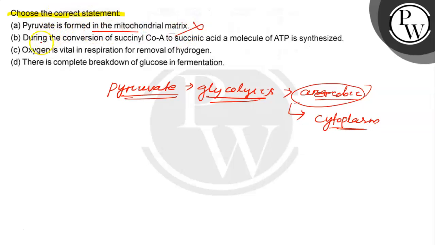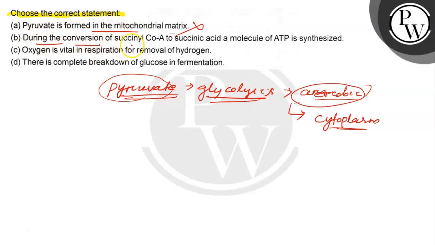Then B is given that pyruvate is produced from the glucose molecule. The glucose molecule is partially broken down, forming two molecules of pyruvate. So this one is wrong.